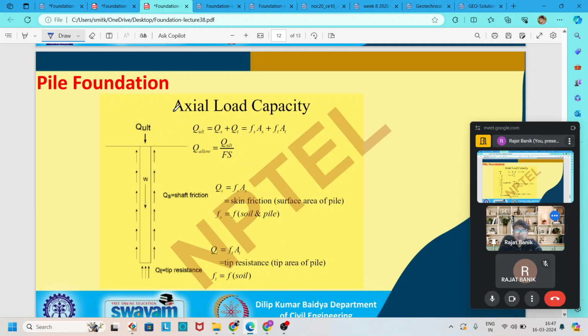Here is given the axial load capacity of this single pile. It is divided into two parts: one is friction, another is end bearing or tip resistance. The friction resistance is defined by the friction stress multiplied by the surface area of this pile. And the tip resistance force we can find out by the tip resistance multiplied by the bearing area of the tip.